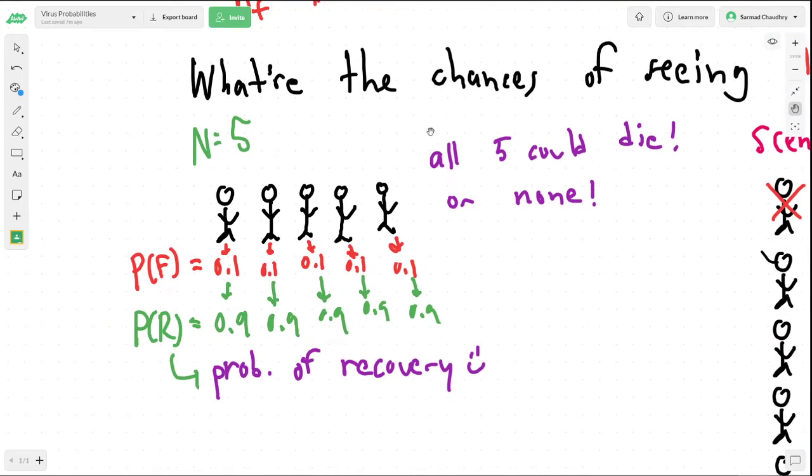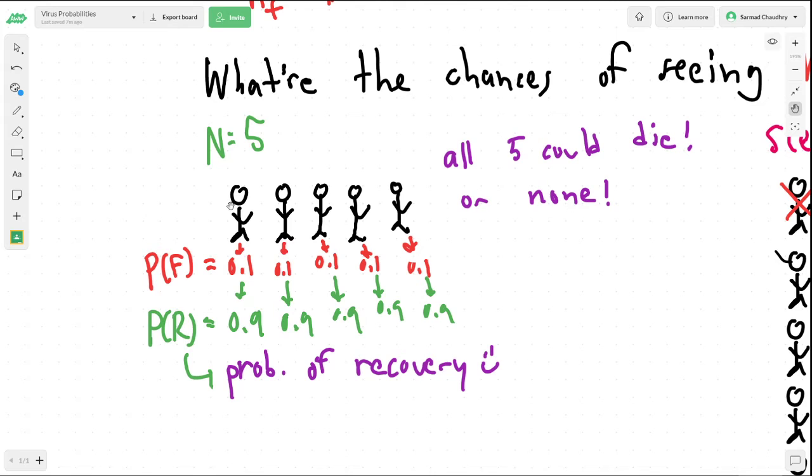So given 5 people in this example right here, we've got 5 people. Each of them has a probability of fatality of exactly 0.1. And since a disease, we're going to say, can only allow someone to die or recover from it, the opposite scenario is that they recover, which is probability of recovery, R for recovery, is 0.9. So in this scenario, each person has a 0.1 probability of succumbing to the disease and 0.9 chance of recovering. So how many of these people are actually going to die?